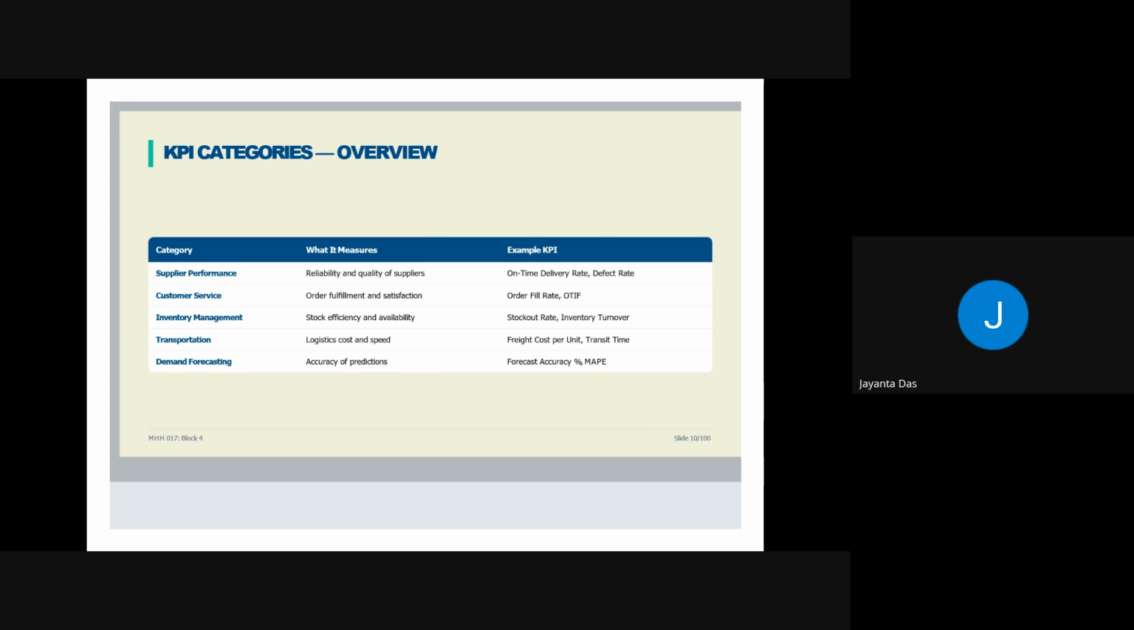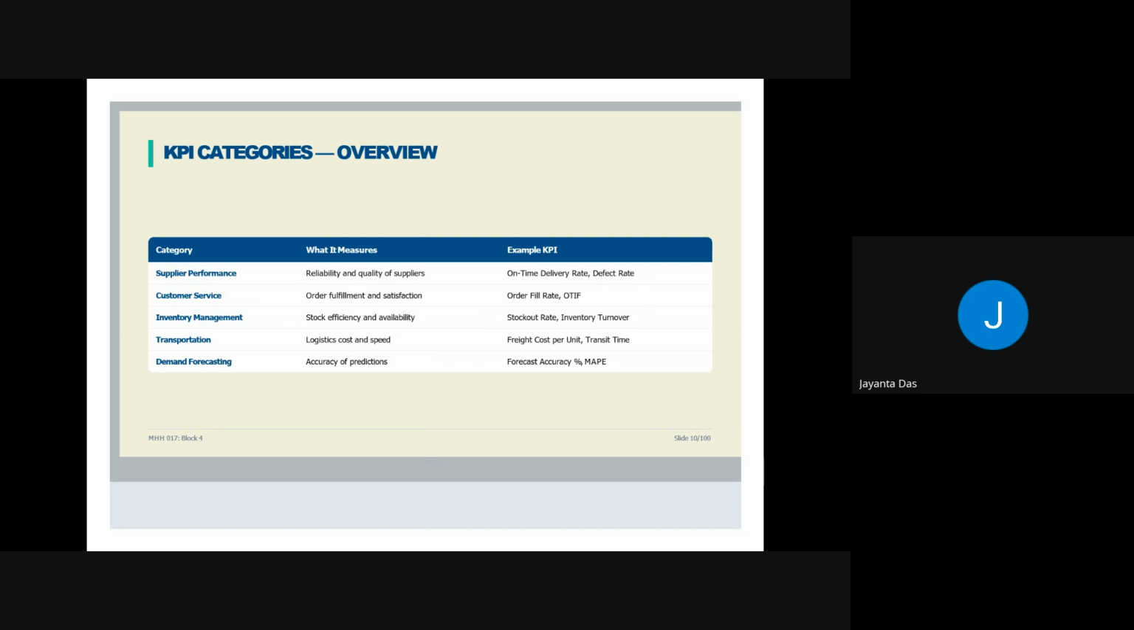So the key performance indicator categories: first and foremost is our supplier performance. What we are measuring there is the reliability and quality of supplies along with the suppliers. An example KPI is whether they are able to deliver on time, the rate at which they are delivering, and the defect rate, if at all we are facing those kinds of things. So by this we can find out the supplier performance.